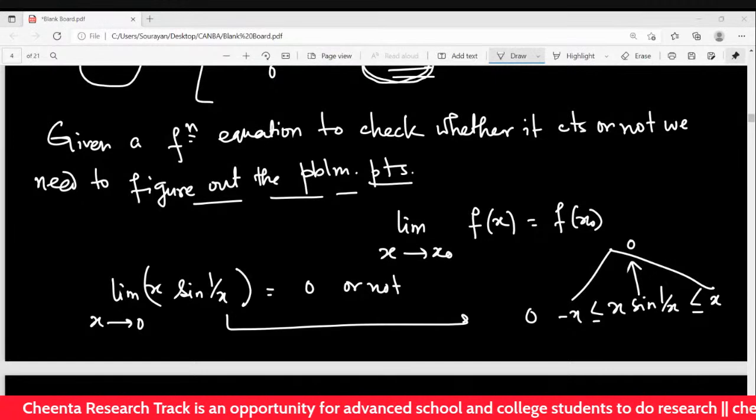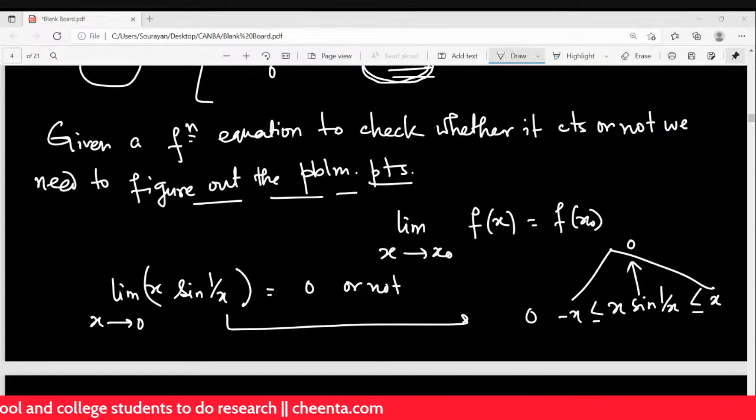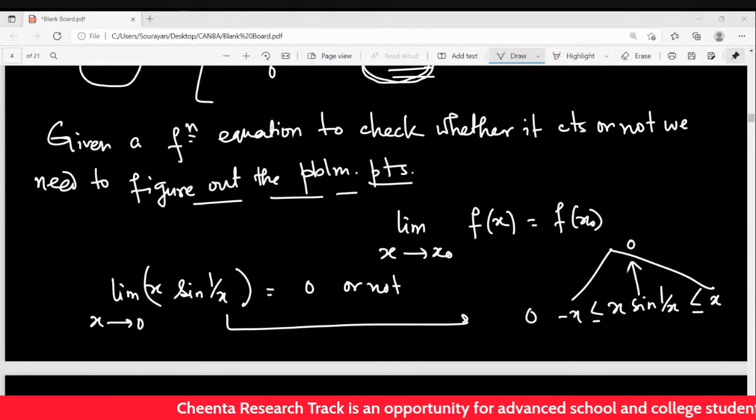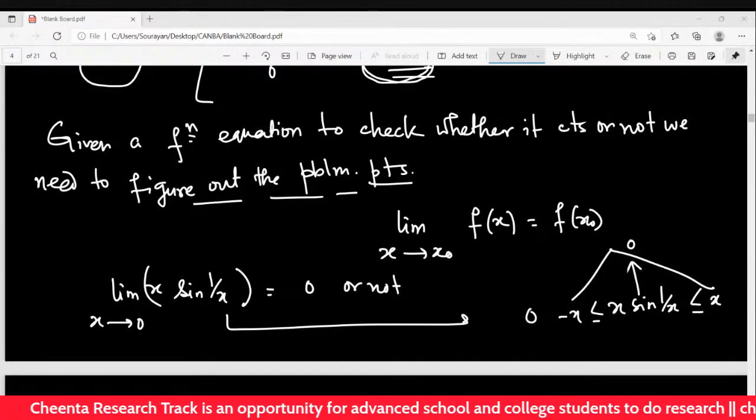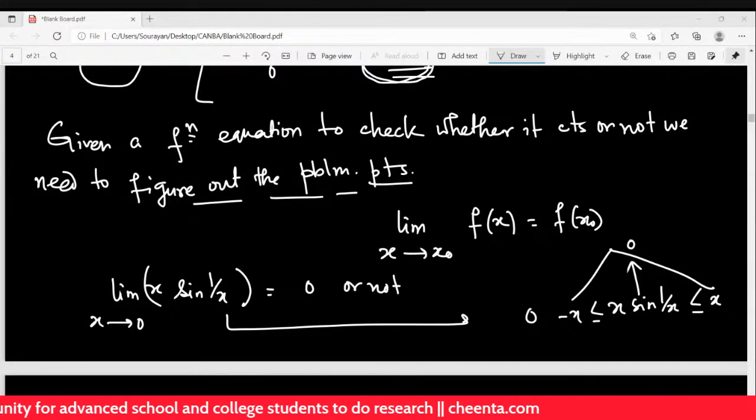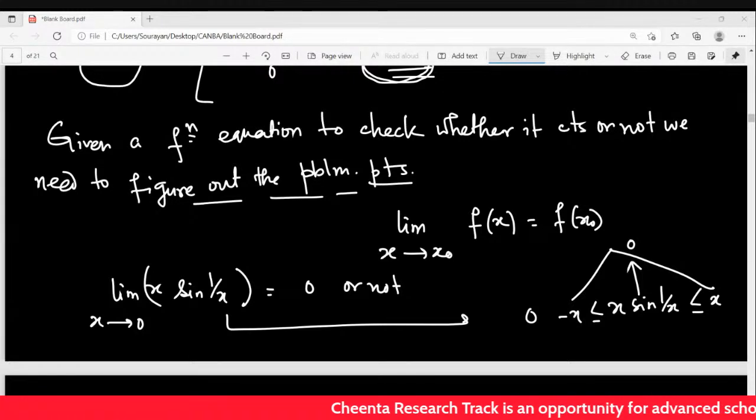Okay, so yeah, that's the question that you have in mind. There are no specific ways. Different functional equations require different types of treatments, but generally speaking, you need to figure out the points where you are not sure that this function will be continuous or not. Then you just use the definition of continuity.